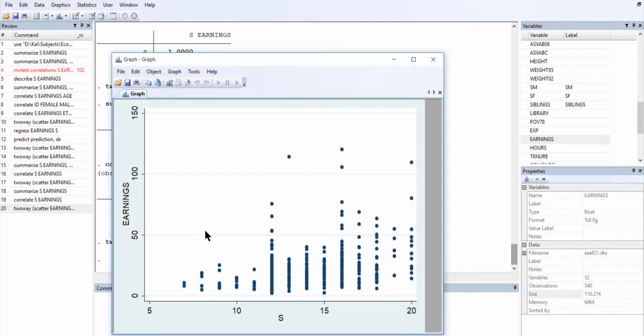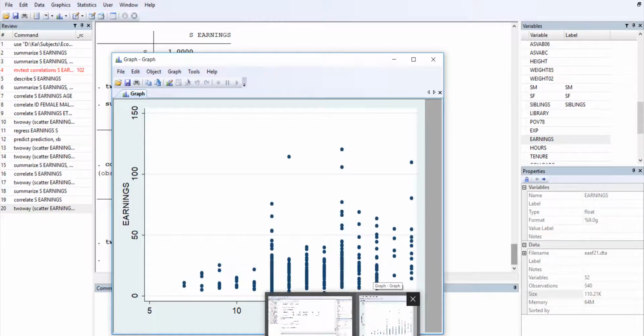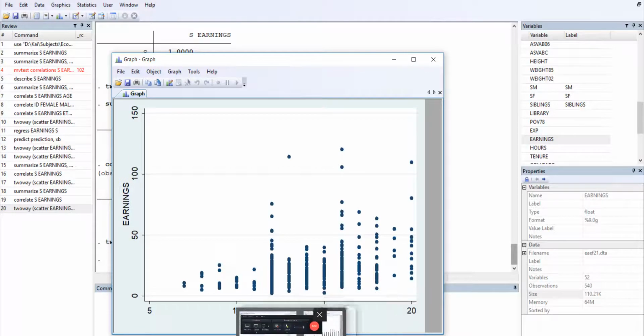Okay, by the way, you need to look at the description of the data to see the units of measurement. For years of schooling, we have obviously years, and for earnings, these are not thousands of dollars per year. These are hourly earnings, dollars per hour. So we can see that some people have more than $100 per hour. So this is all about visualizing and looking at statistical properties of variables.